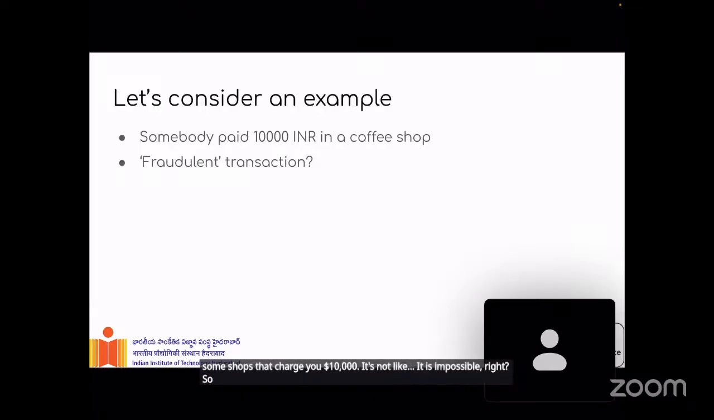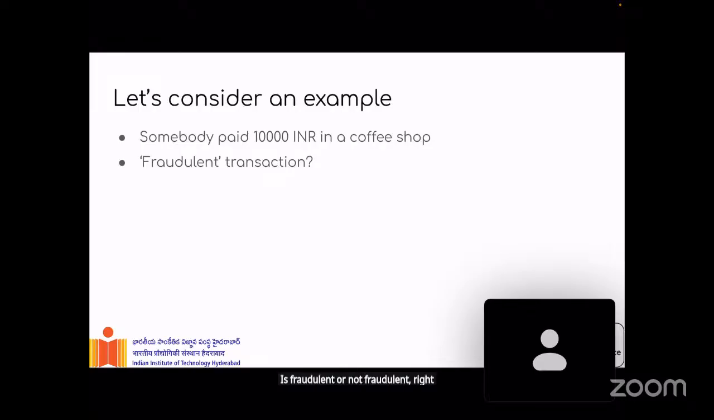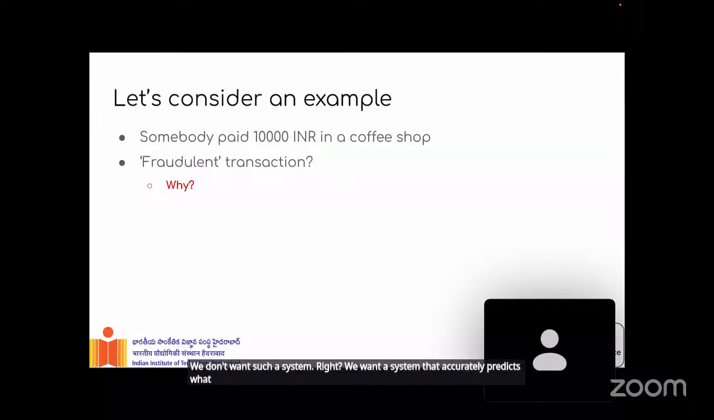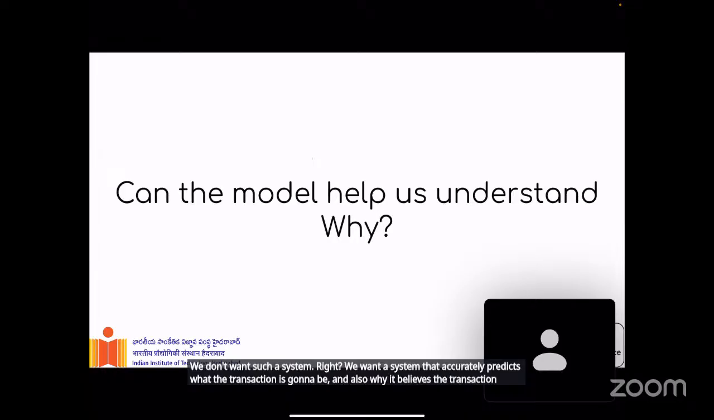So whatever is the decision, whatever is your inference, you need to have an explanation why you believe that this particular transaction is fraudulent or not fraudulent, right? That way, it is a more agreeable system in practice, rather than just spitting out the inference and not answering the question why. We don't want such a system, right? We want a system that accurately predicts what that transaction is going to be, and also why it believes the transaction is fraudulent or not fraudulent.